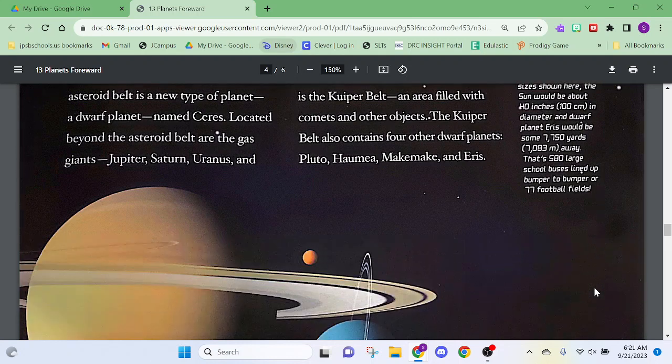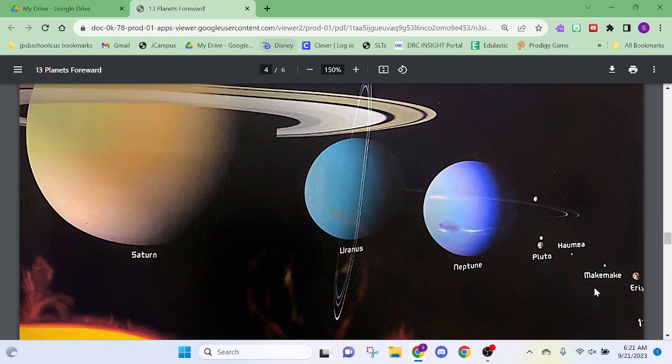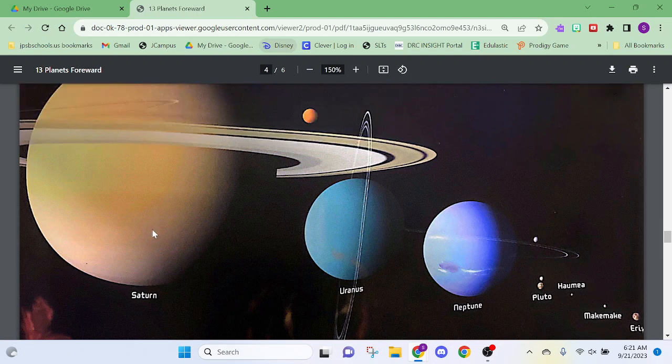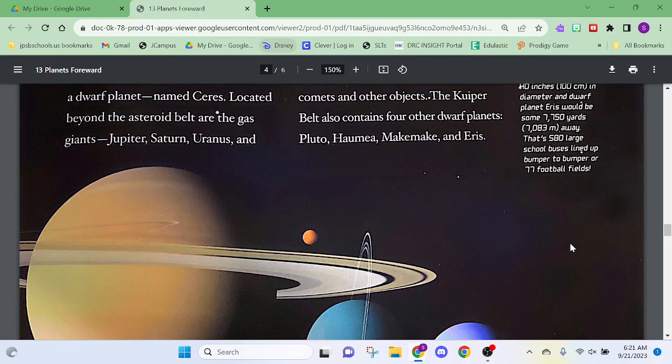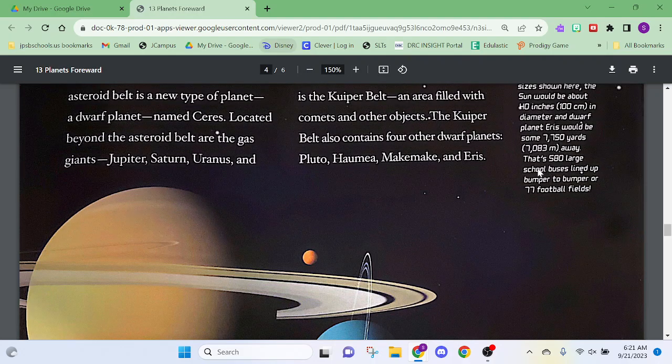So, what did he compare the distances of the planets to? We can't see it, so he translated it so we would be able to understand it. And what did he compare them to? He compared them to school buses and football fields. And that is actually a really common measurement that authors will use, because everybody knows what a football field looks like. Everybody knows what a school bus looks like. So it's something that we know that we can compare it to easily.